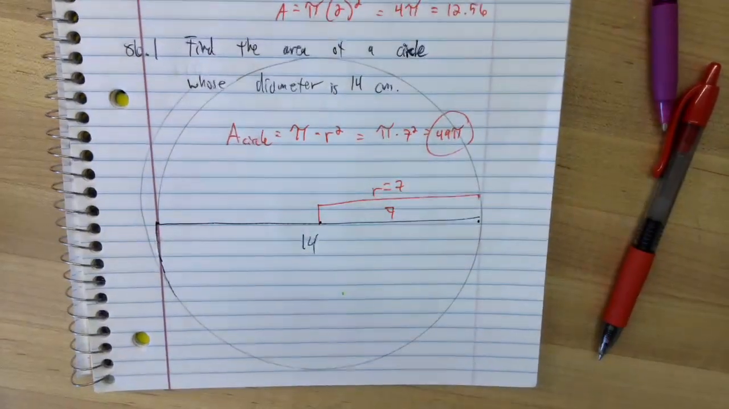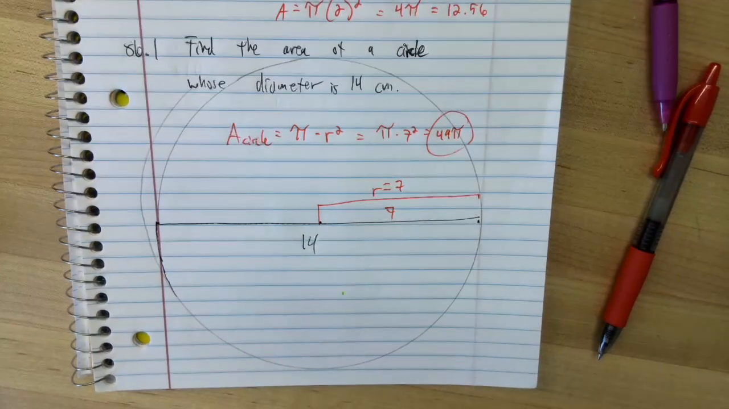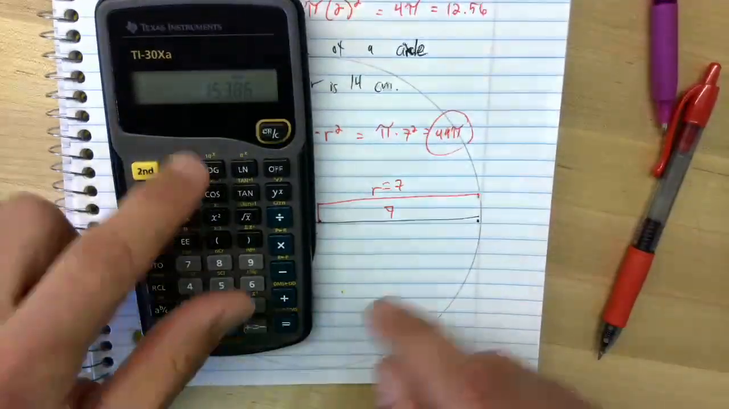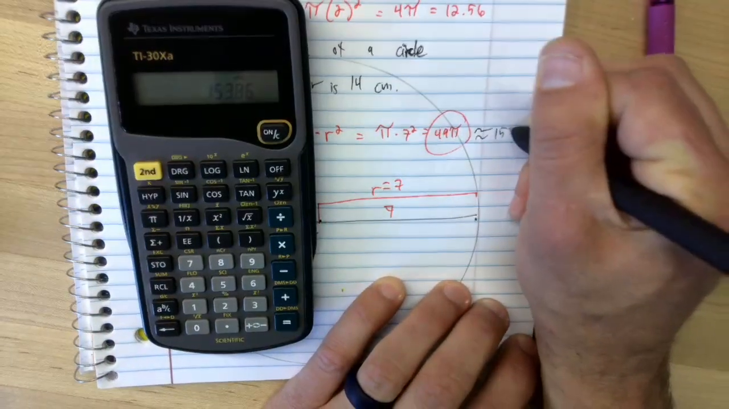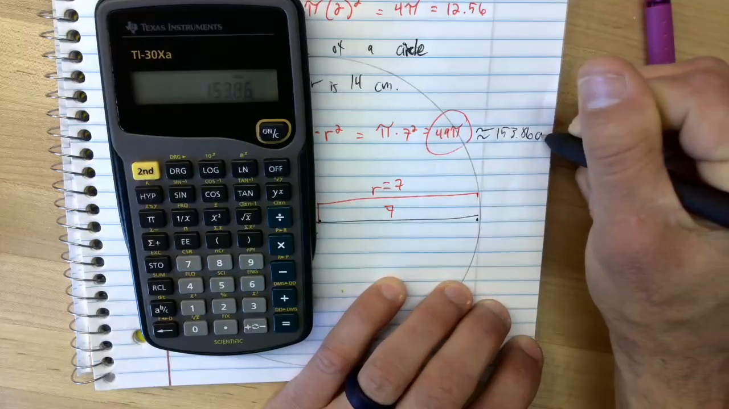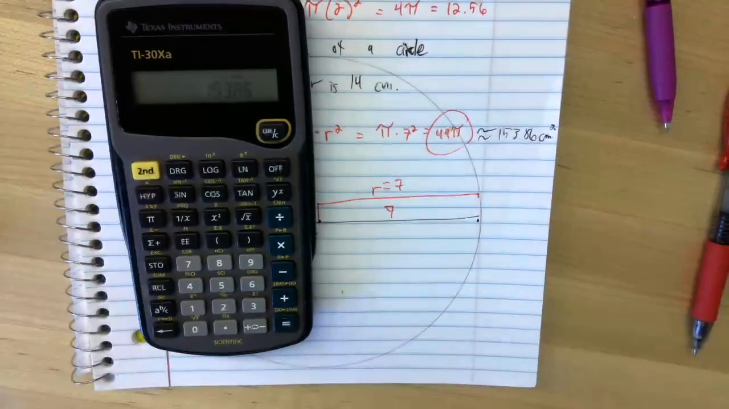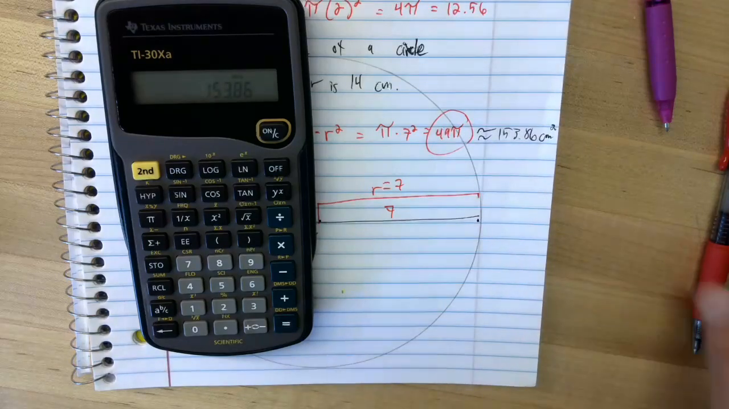But sometimes your book may ask you to estimate by using what for pi? 3.14. So all we do from there to find the estimate, because that's what it is, to round it: 49 times 3.14 equals 153.86. I'm going to put a little squiggly line there. Centimeters squared. If you don't put the squared, it's not area, you're going to lose a point. Okay? So 49 pi, or 153.86 centimeters squared.